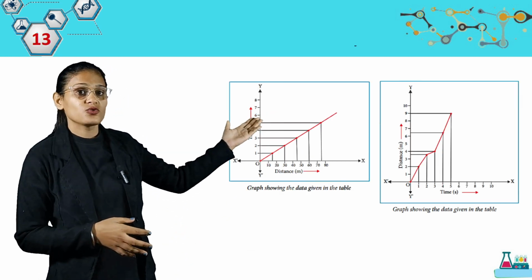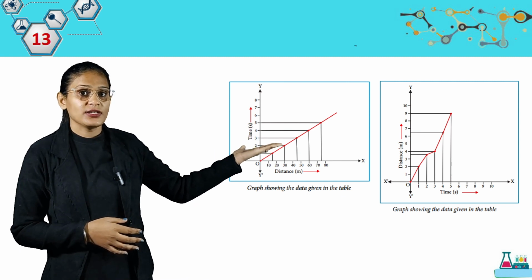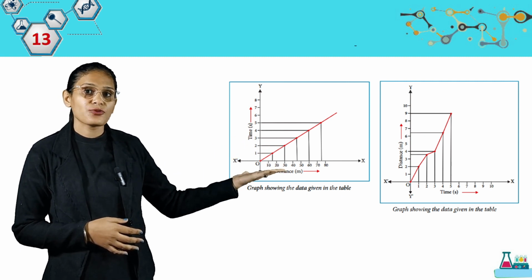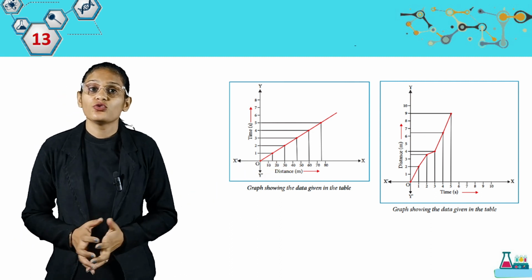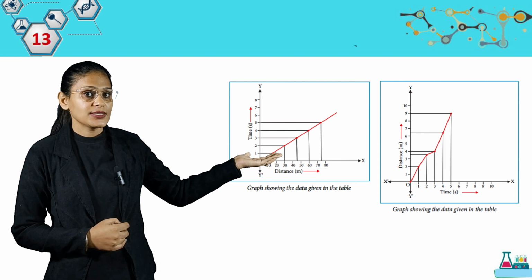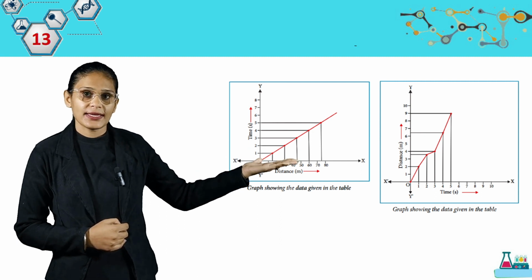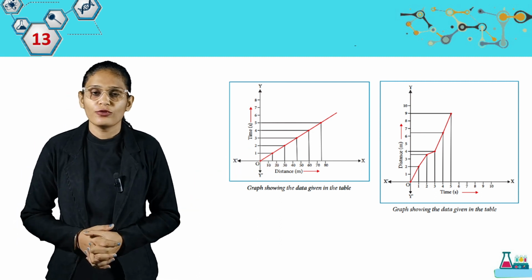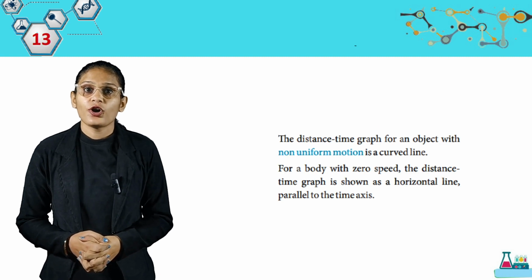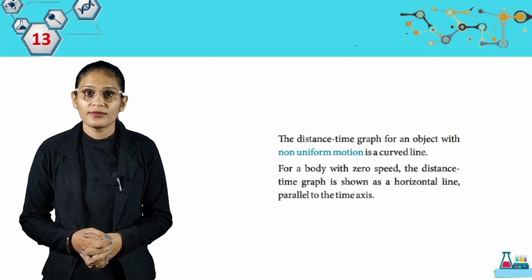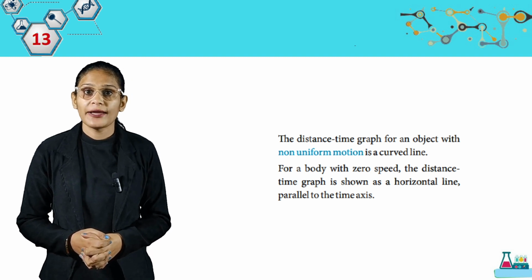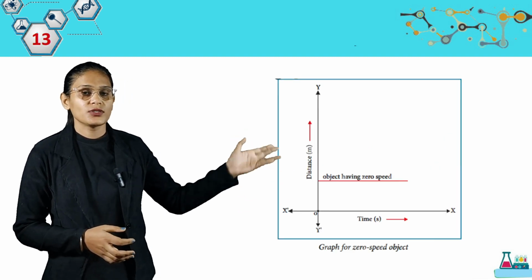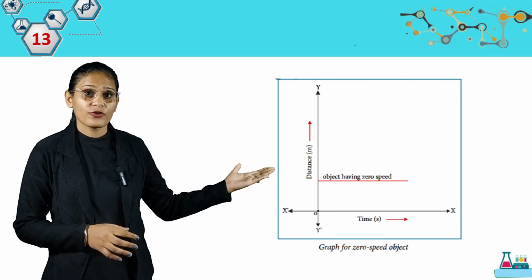Look at this first picture, students. We have a graph showing the data given in the table, and come to the next graph showing the data given in the table. So students, these are two graphs. The first is the distance-time graph of uniform motion and the second is the distance-time graph of non-uniform motion. The distance-time graph for an object with non-uniform motion is a curved line. For a body with zero speed, the distance-time graph is shown as a horizontal line parallel to the time axis. Look here, students, this is the graph for a zero-speed object.